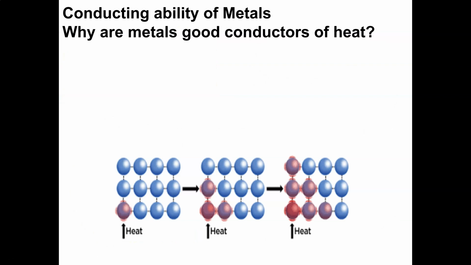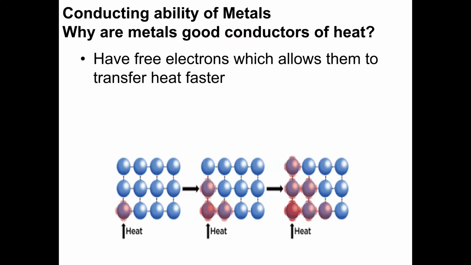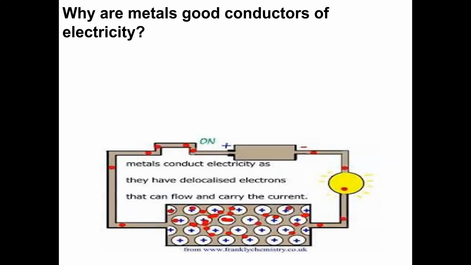All right, conducting ability of metals. Why are metals good conductors of heat? Here's why. Not only do those electrons allow it to conduct electricity very well, they also allow it to conduct heat very well. This electron from this element not only gets transferred via contact with other elements through conduction, right? If you're in close contact with another atom, conduction allows the heat to transfer, but it also transfers as a result of this electron from this atom going all the way over here and transferring energy with it. That's why it's a conductor of heat. So those delocalized electrons are the key not only for conducting electricity very well, but also heat very well.